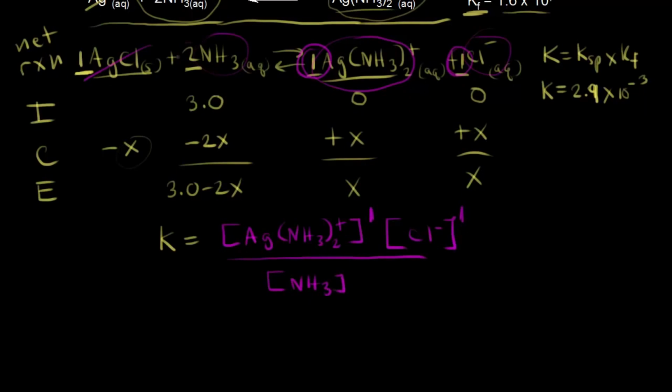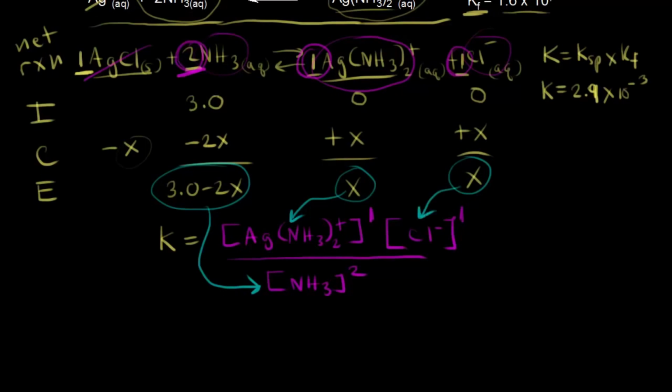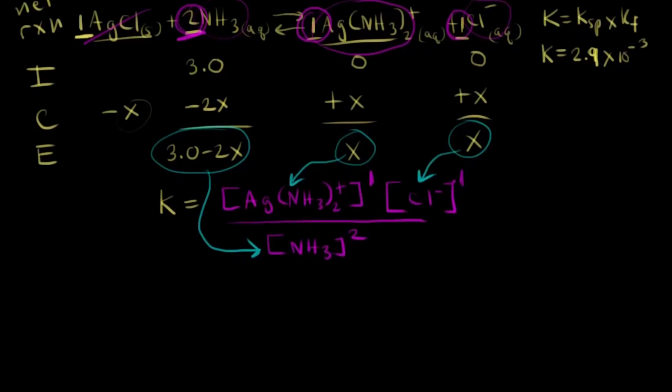And notice our coefficient is a 2, so we need to have a 2 here. Next, we plug in our equilibrium concentrations. So our equilibrium concentration of ammonia is 3 minus 2x, our equilibrium concentration of complex ion is X, and our equilibrium concentration of chloride anion is X. So on the right side, we would have X to the first power times X to the first power, all over 3 minus 2x to the second power, so squared.